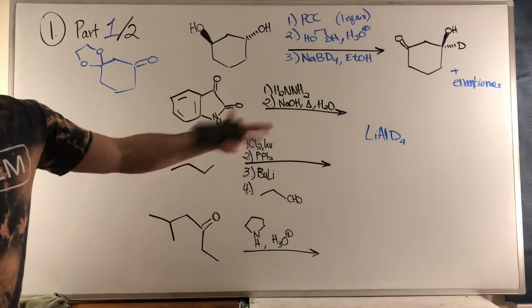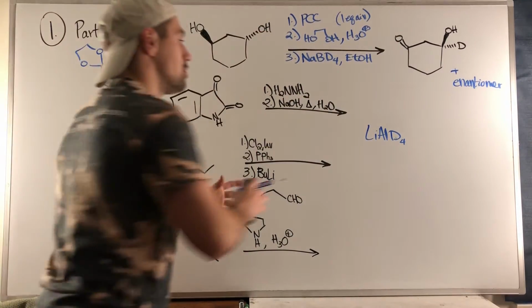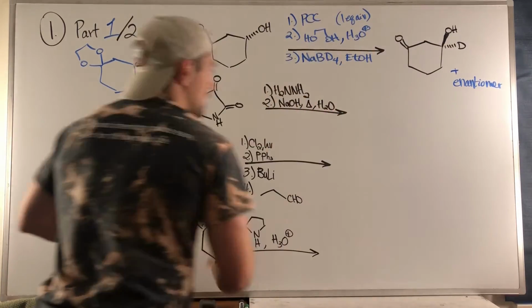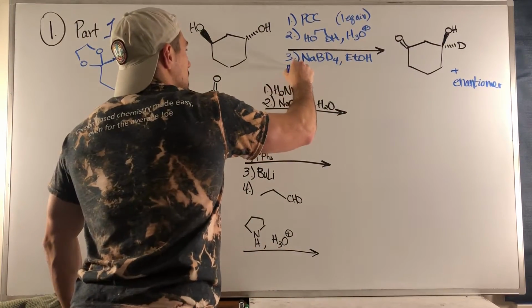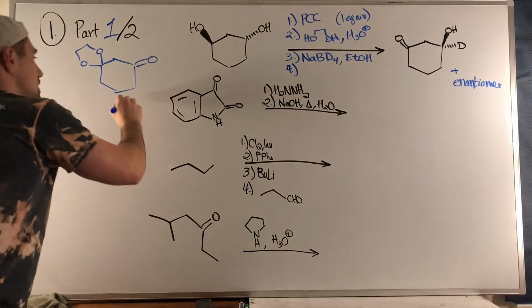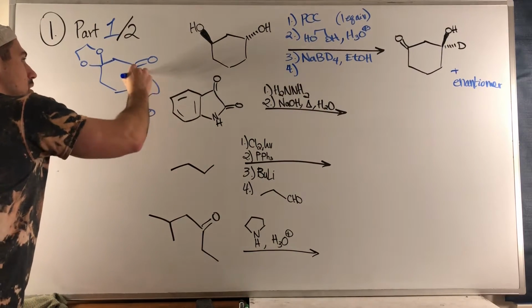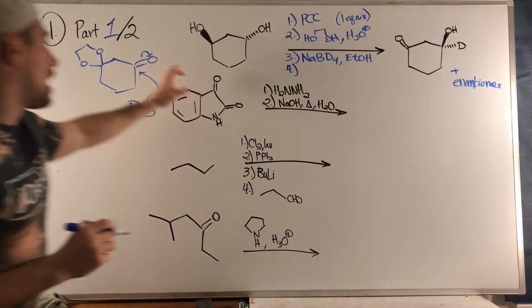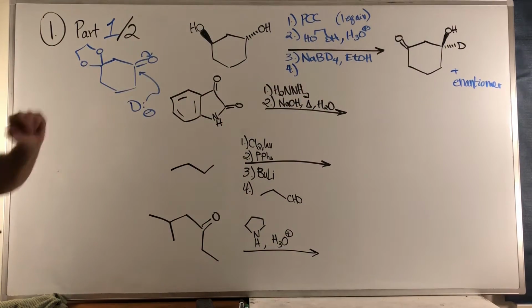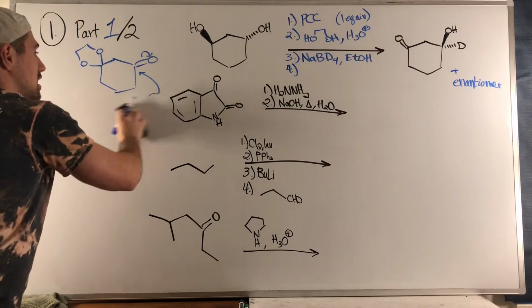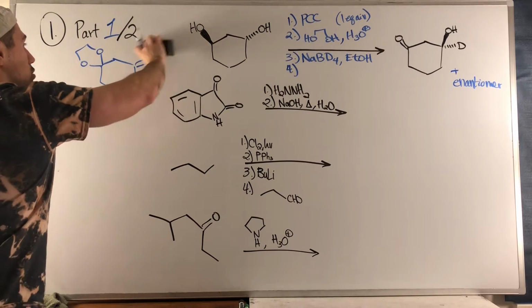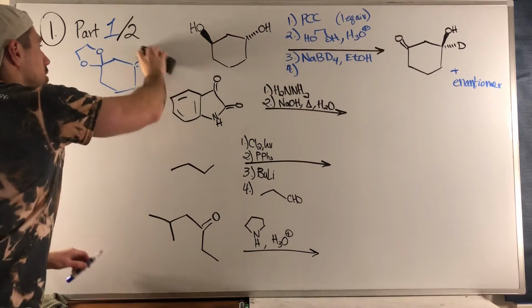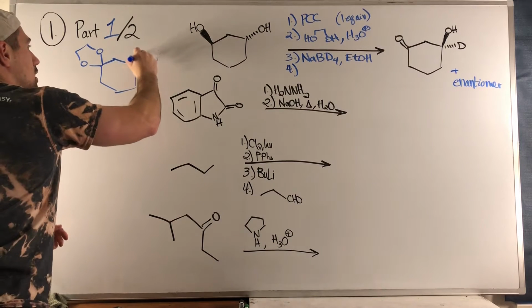LiAlD4 with a follow-up of H+ to make sure you get the OH. So you could get that, and then last but not least, after this step, D- would come in and attack, and then your ethanol would provide an H to quench that negative charge. So that's where we get the enantiomeric mixture from.